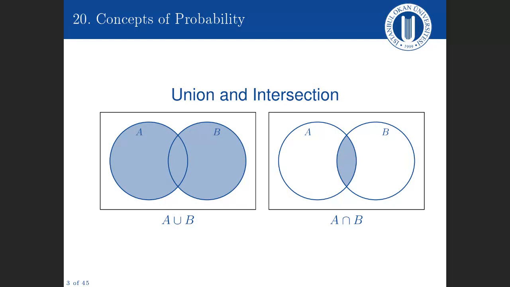I'm going to start with the ideas of union and intersection. We introduced these back in part 1. A union B means everything which is in the set or the event A and also everything that's in the set B or the event B. A intersection B means just the things which are in both A and B.